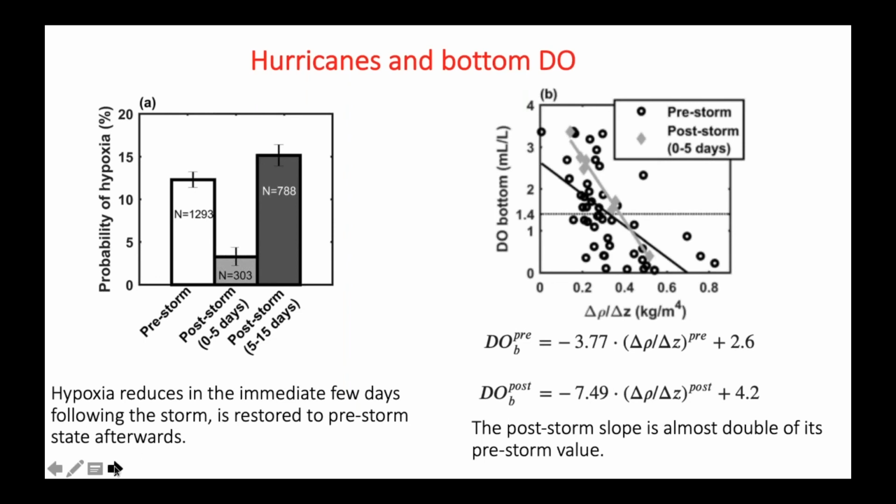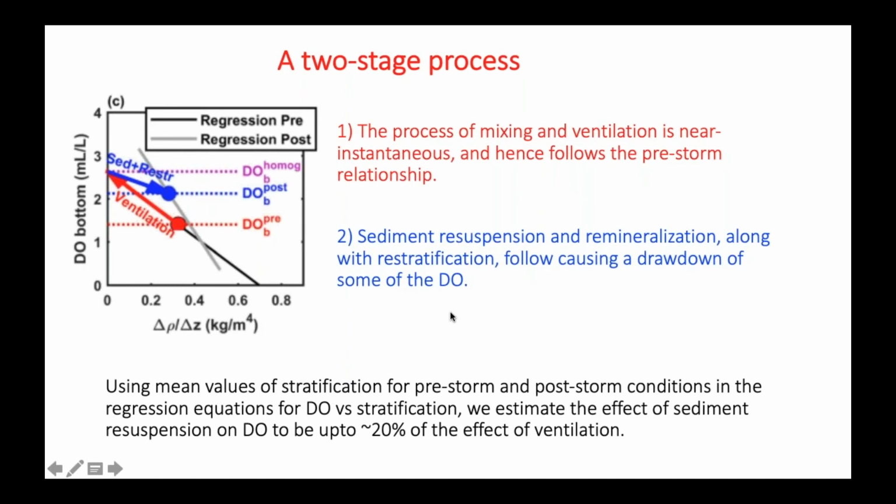To understand this better, you can break this into what we believe is a two-stage process. You start from here, the pre-storm stratification that is typically observed in the northern Gulf of Mexico. The first stage is when the storm arrives and there is immediate ventilation of the bottom layer due to mixing. This is a near instantaneous process, so I think it is a safe assumption that mixing is almost instantaneous.